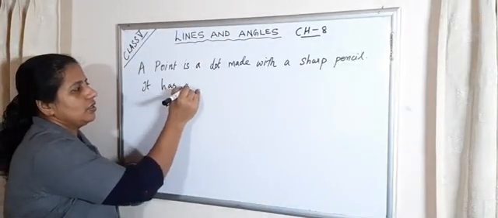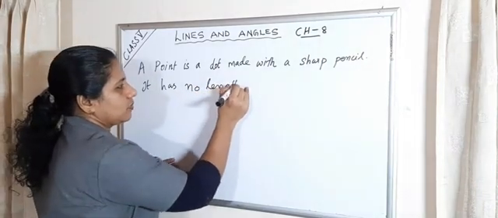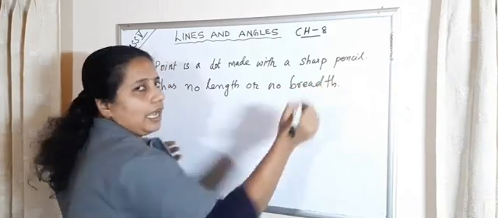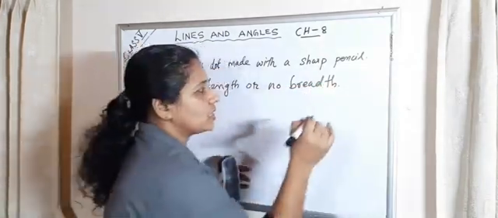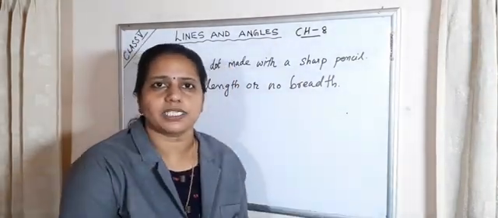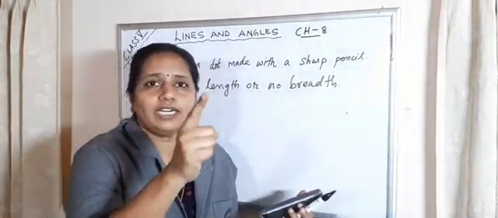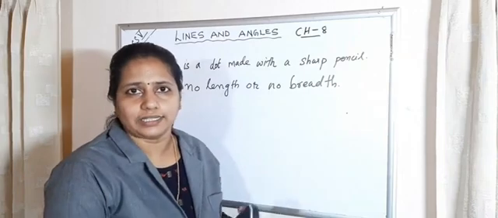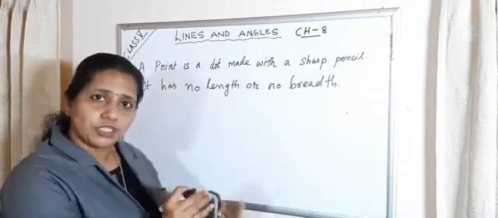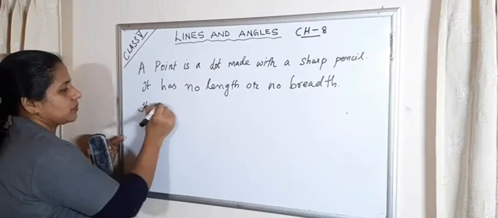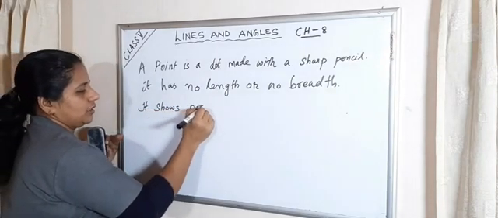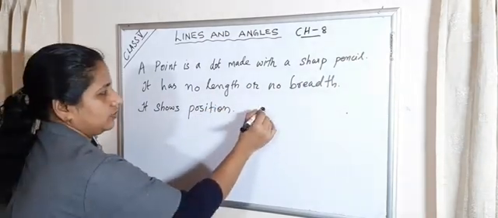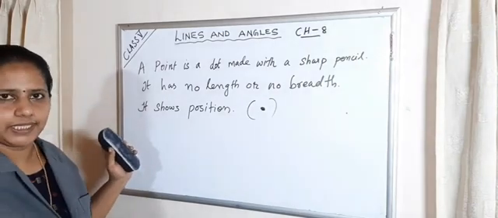It has no length or breadth, and it shows the position. Usually we use our finger to point at something. That is a hospital, that is our school, like that, no? So it shows position. Okay, take your book and write this one. Point.